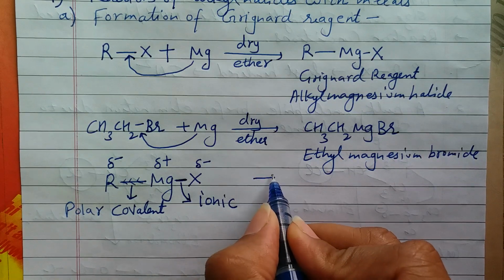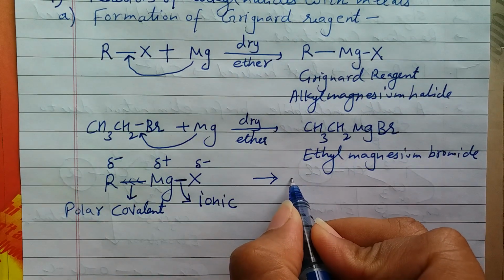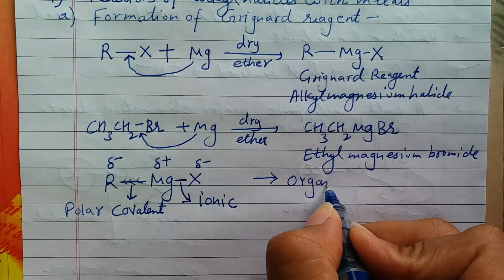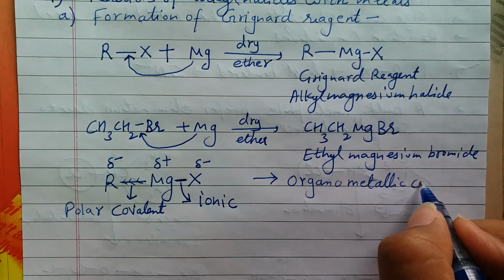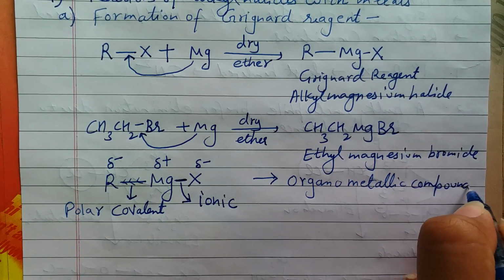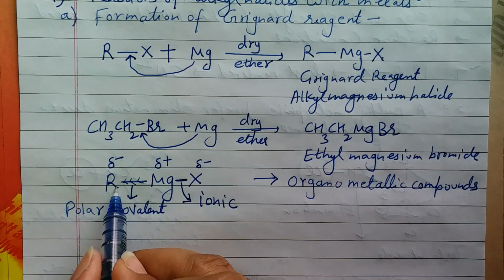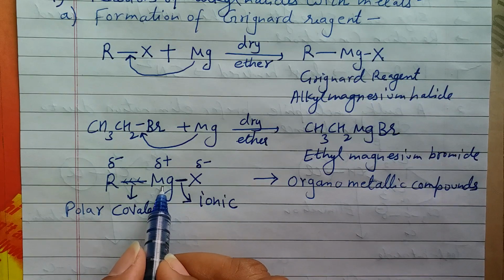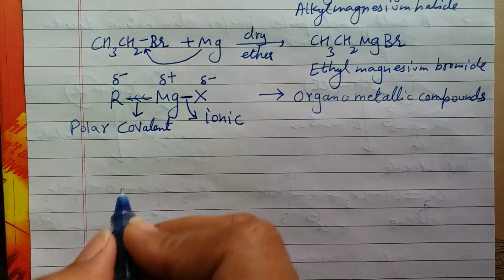Now one more thing that you should know is that the Grignard reagent RMgX, these compounds are also called the organometallic compounds. You can understand the reason why organometallic, because a metal is bonded to carbon directly. Organo is for carbon and metallic is for the metal. So when metals are directly bonded to carbon atom, such compounds are known as organometallic compounds, right? So Grignard's reagent is an organometallic compound.